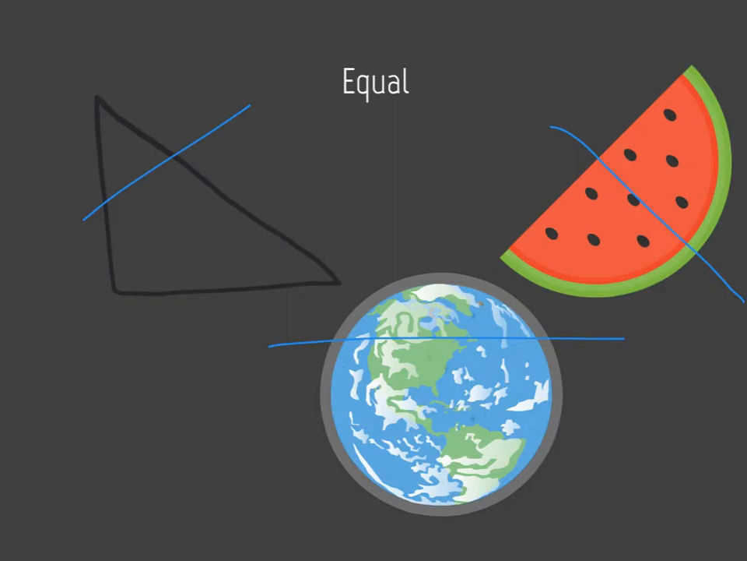It's going to give you 3 shapes, and you're going to need to click on the one that has equal pieces. That means the pieces are the same size.